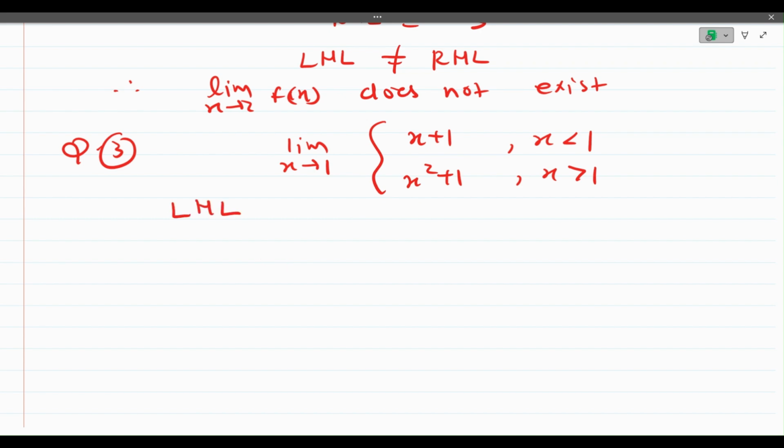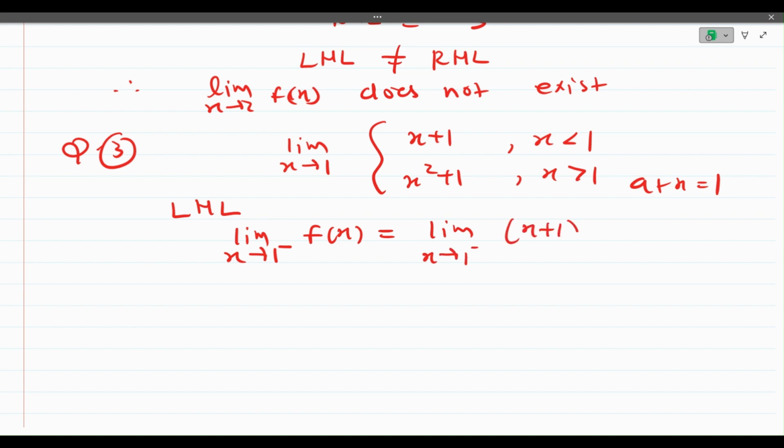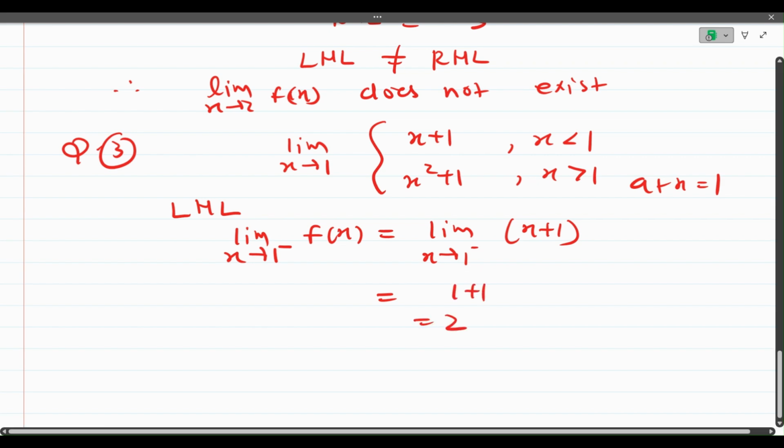So first we're going to evaluate its left hand limit. At x equal to a, we'll find the left hand limit and right hand limit. So it's x tends to a from the left side of f of x. So it's just less than 1. It means if it's less than 1, we'll write x plus 1. X plus 1 is a single definition function, so we're going to just substitute the value of x, which is 1 plus 1, which is 2. So its left hand limit is 2.